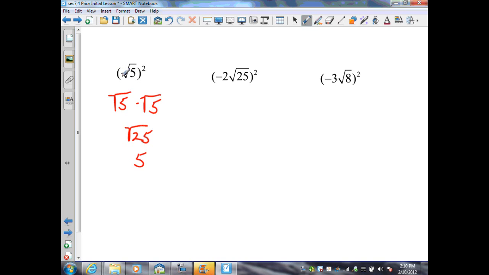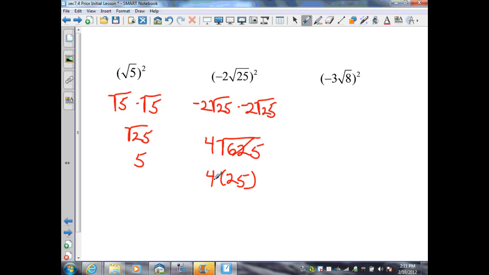For example, if I do the same operation here, I'm going to have a negative 2 square roots of 25 times a negative 2 square roots of 25, which gives me a negative 2 times a negative 2 is 4. And 25 times 25 is 625. Bring down the 4, and the square root of 625 is going to give me 25. Therefore, our solution is 4 times 25, which is 100.